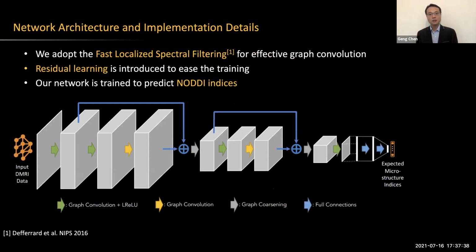Here are some implementation details. We use the fast localized spectral filtering for effective graph convolution, and residual learning is introduced into its training. Our network is trained to predict the NODDI index. Here is an illustration of the network. Basically, there are two radial convolution blocks followed by fully connected layers, and the final output is the expected microstructure index.